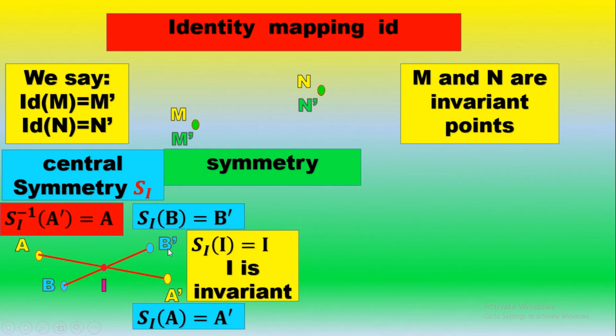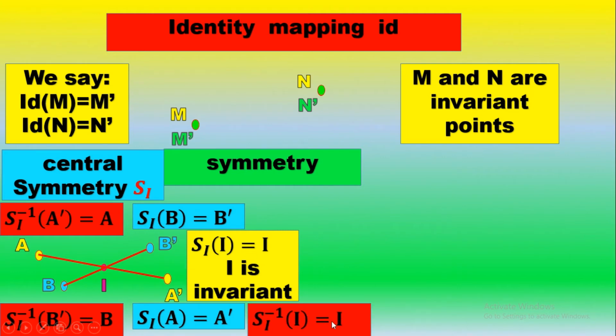Well, what about the inverse of this symmetry? If we think about the inverse symmetrical function for A prime, what point gave us A prime as image under this symmetry? Isn't it A? So SI minus 1 of A prime equals A. What about B prime? What point gave us the image B prime under this symmetry? Isn't it B? So we can say that SI minus 1 of B prime equals B. What about I? Since it's invariant, we can say that SI minus 1 of I is I itself.